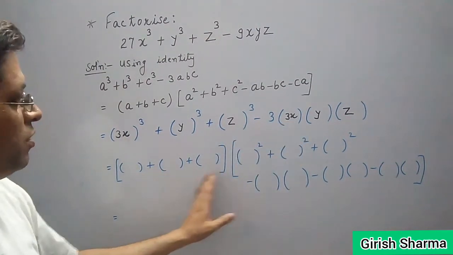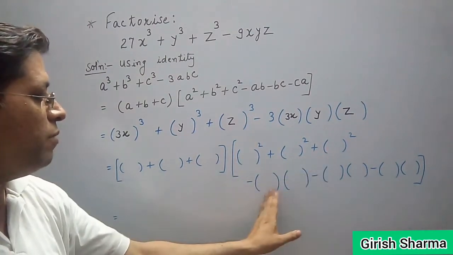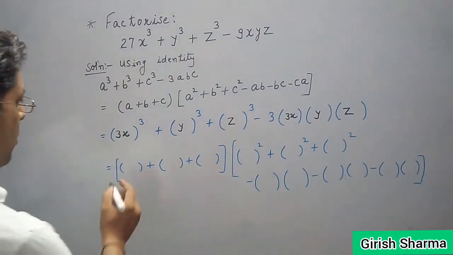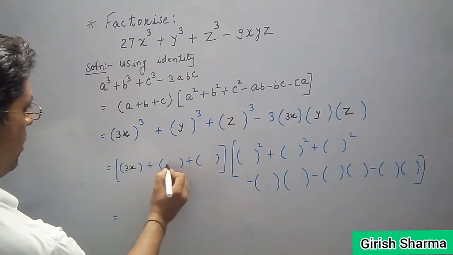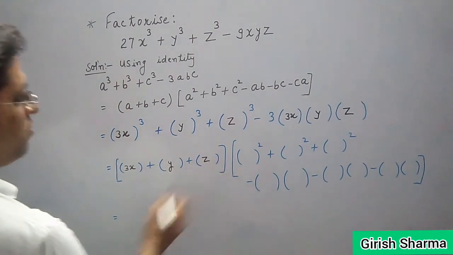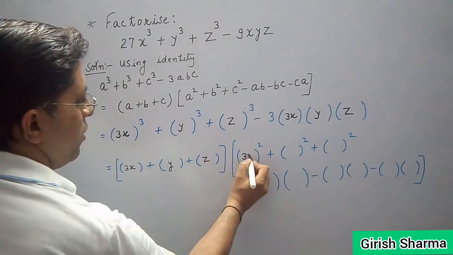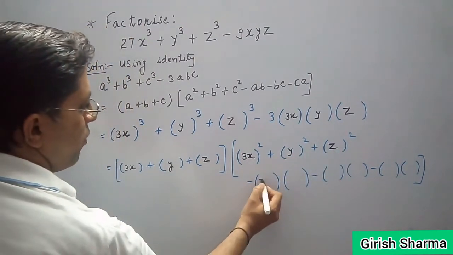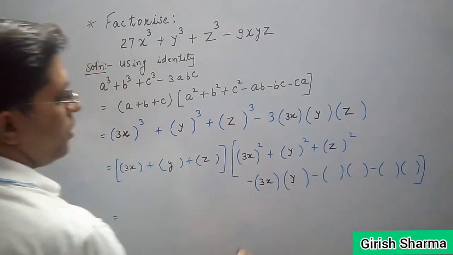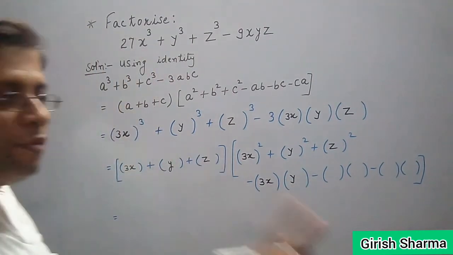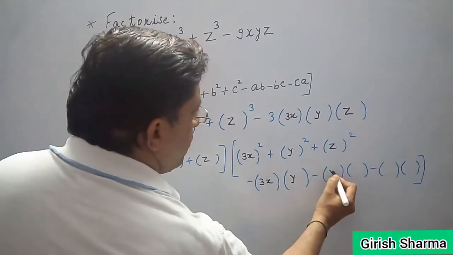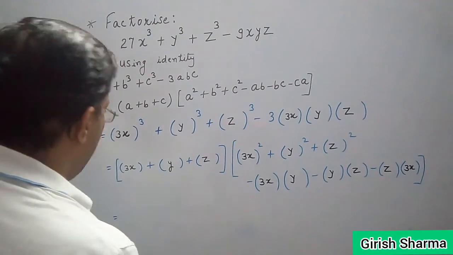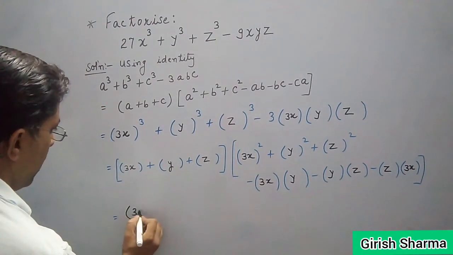Then a plus b plus c, a square plus b square plus c square minus ab minus bc and minus ca. See, you have to put only the values: a plus b plus c, a square plus b square plus c square minus ab minus bc. b is this, c is this, and ca. At last you have to simplify to get the answer.